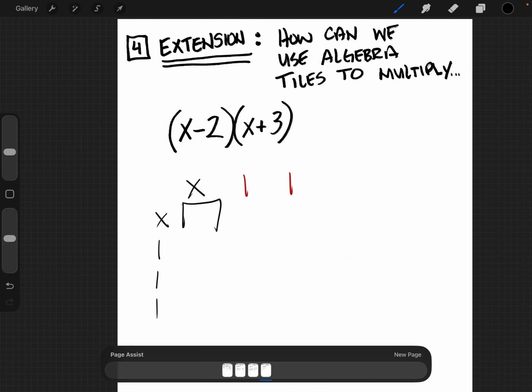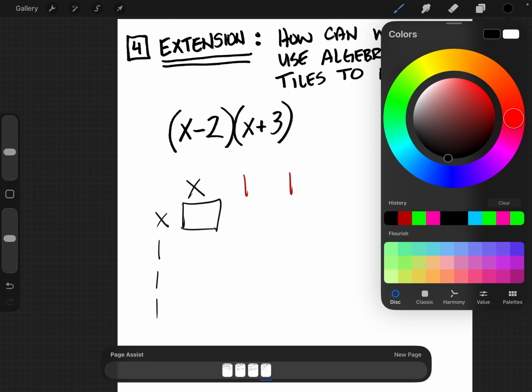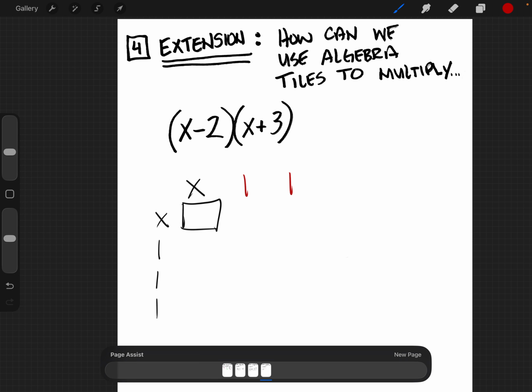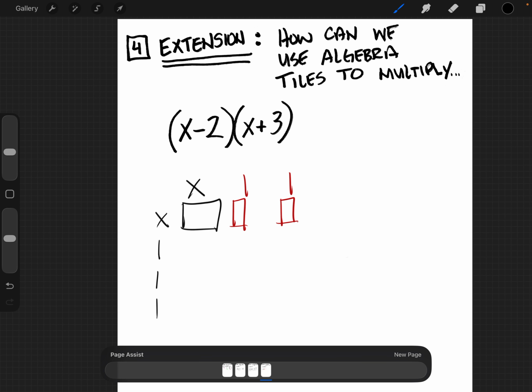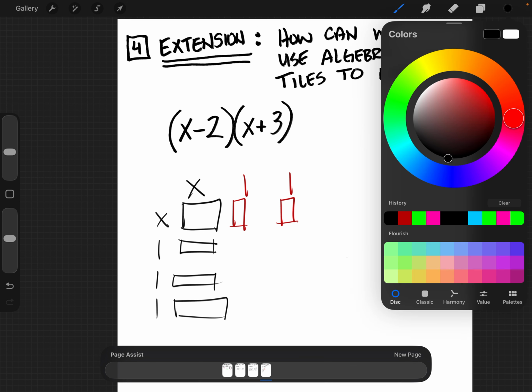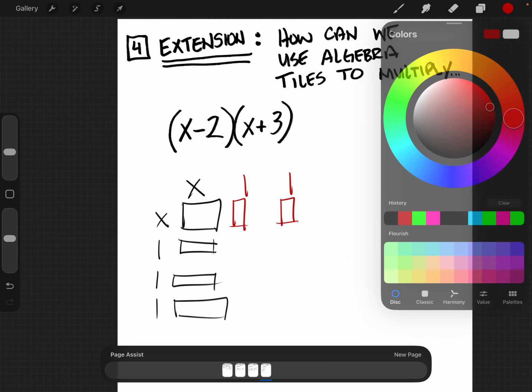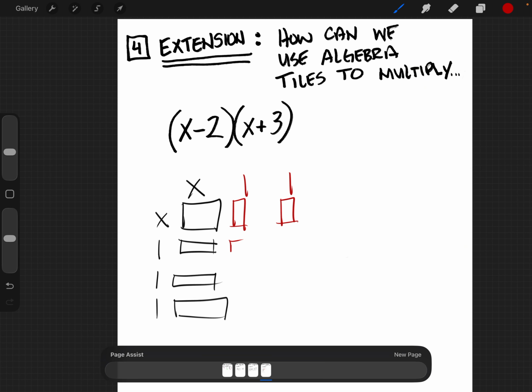X times x is x squared. X times negative 1, as we know, any positive multiplied by a negative is a negative. So we get negative x, negative x. Over here, we have x times 1, which is positive x, positive x, positive x. And for all of our 1s, we know that since it's positive times negative, each of these is negative as well.